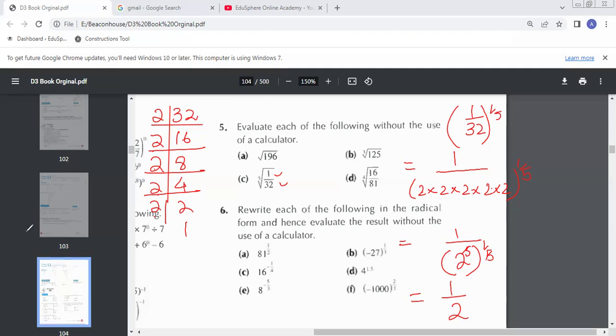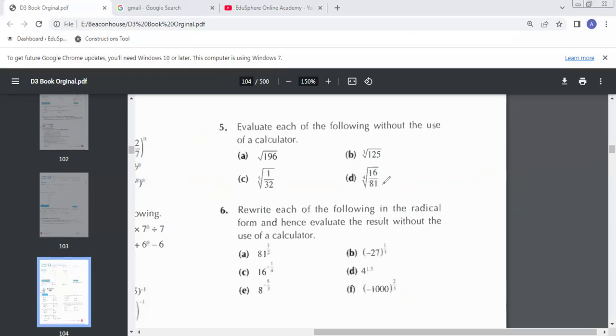Good job, students. Now it's 16 by 81 and the power is 4, which means it's 1 by 4. What do we do at first? Of course, we are going to take the prime factorization, but this time we are going to take the prime factorization of 2 different numbers, of course the number 16 and the number 81. So there will be 2 different prime factorizations.